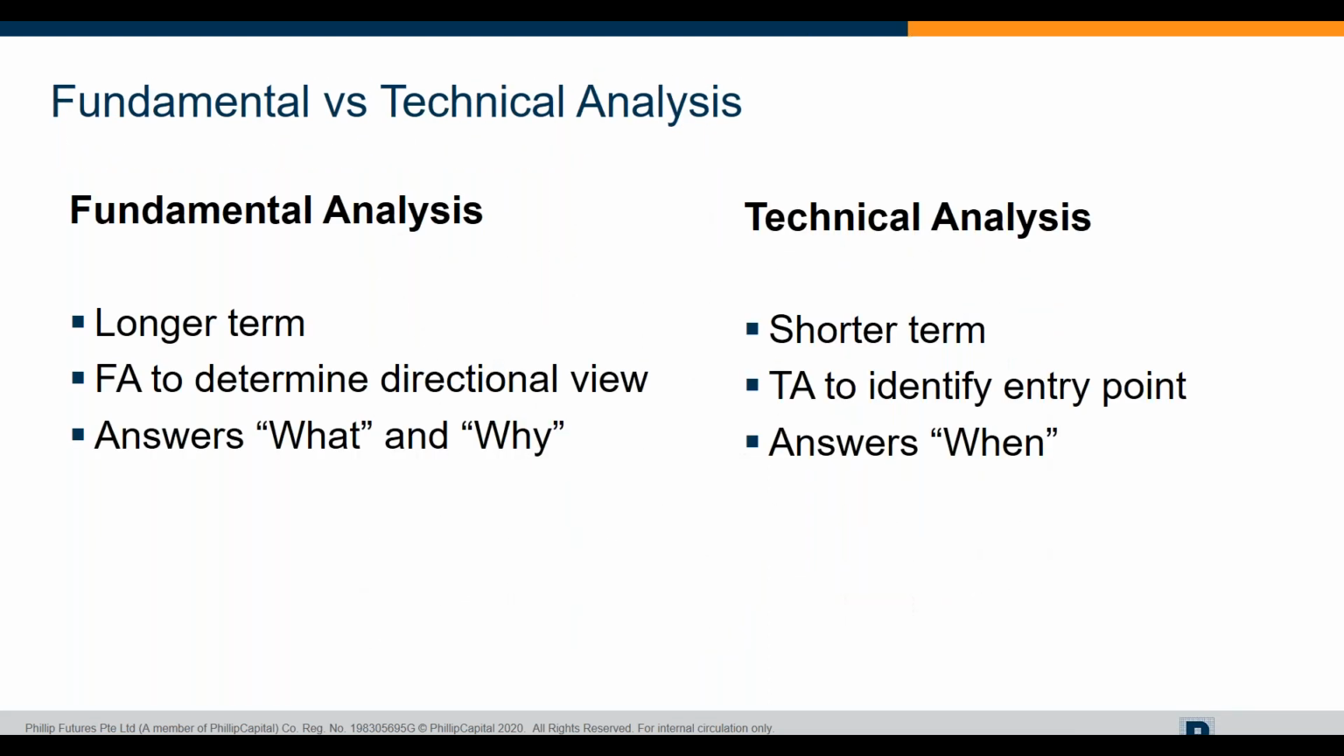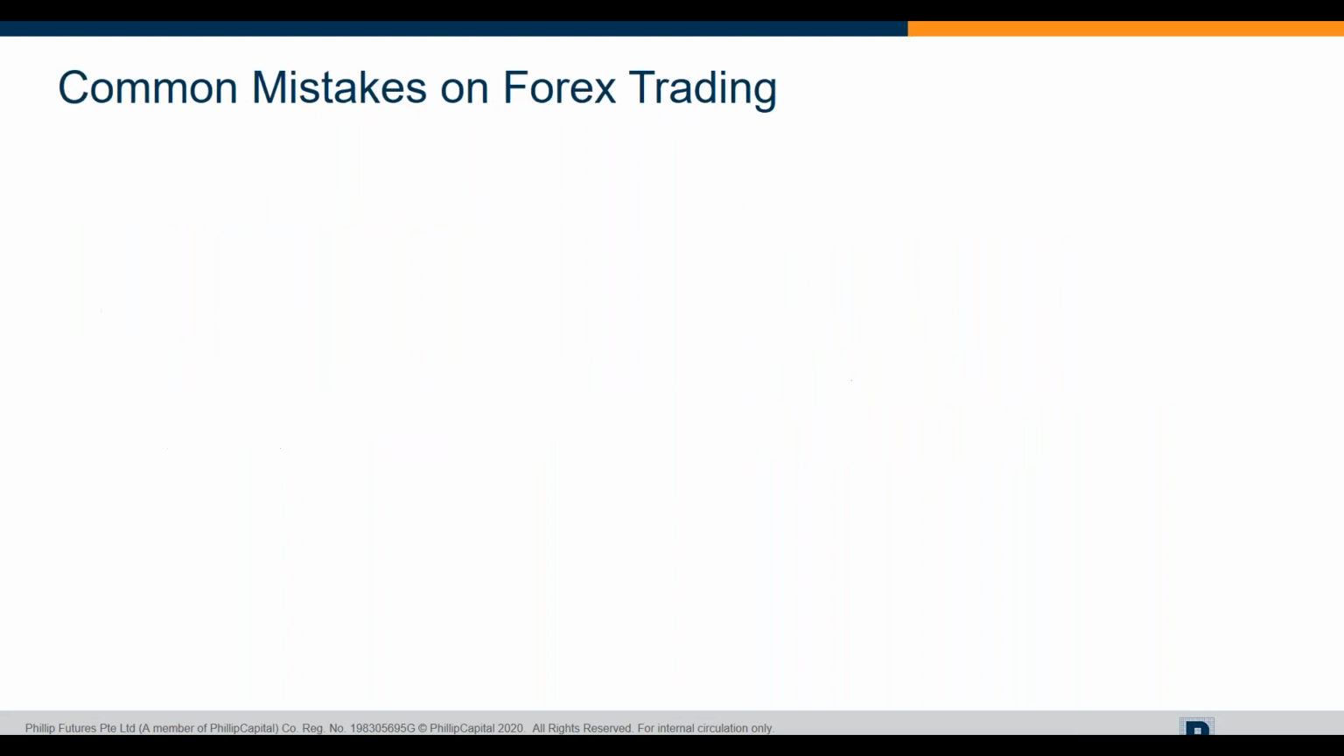Okay, so the difference between fundamental and technical analysis. Technical is more of a shorter term play. Fundamental is a longer term play. Using fundamental analysis, you determine the directional view of your trade. It will answer what currency you're buying and why you're buying. Technical analysis comes in on a shorter term. Using TA, you can identify the entry point and answer the question of when. When do I enter and when do I exit a trade?